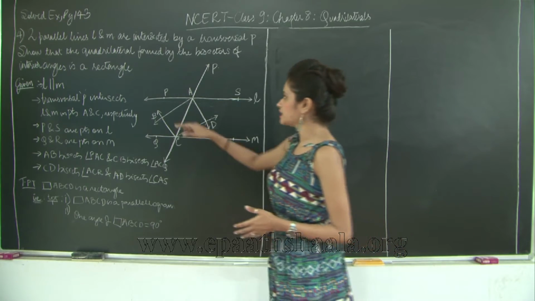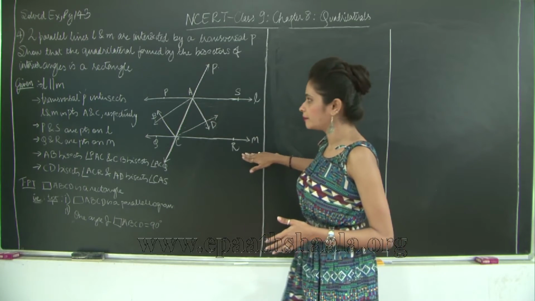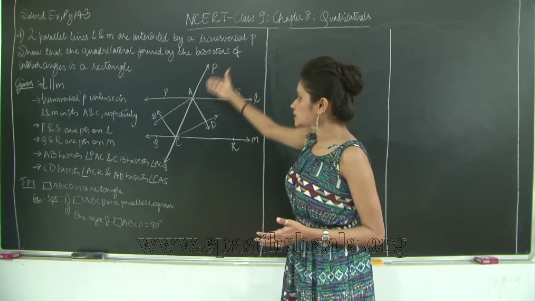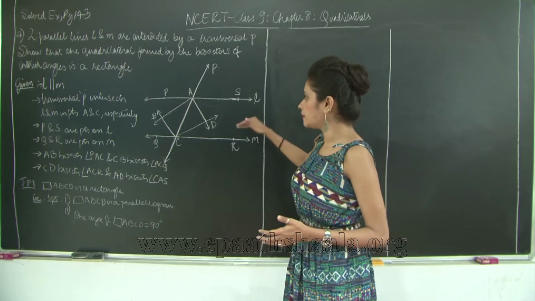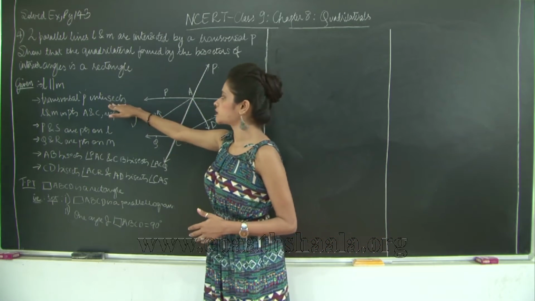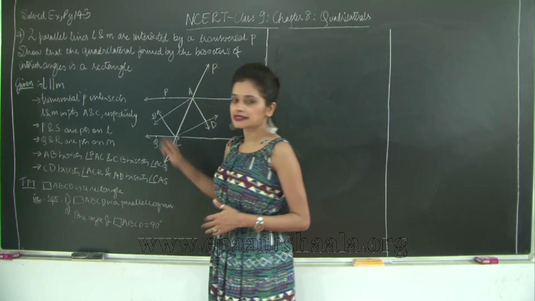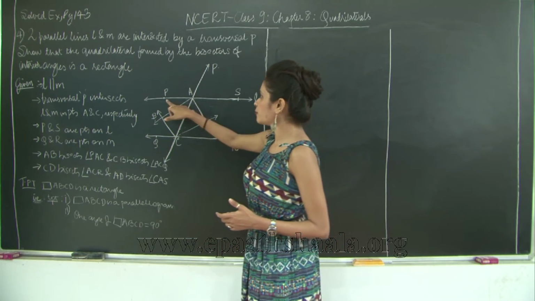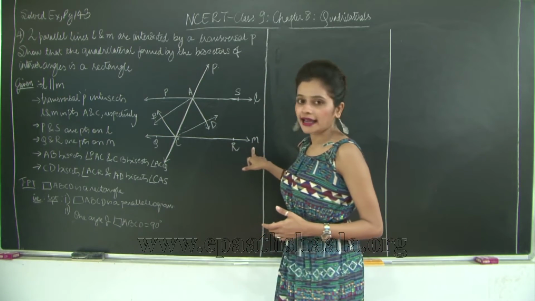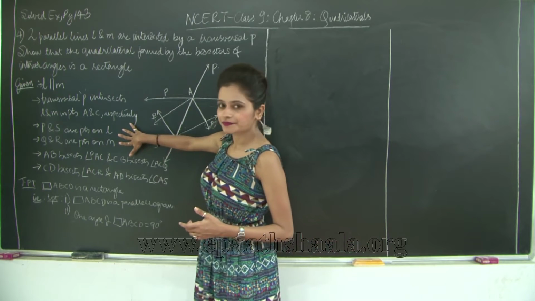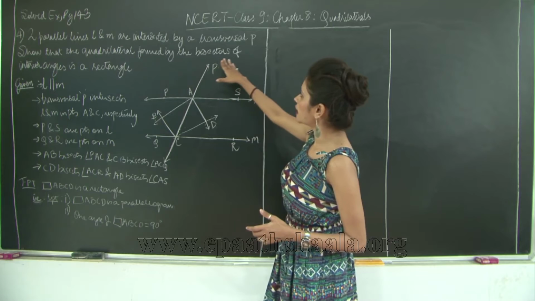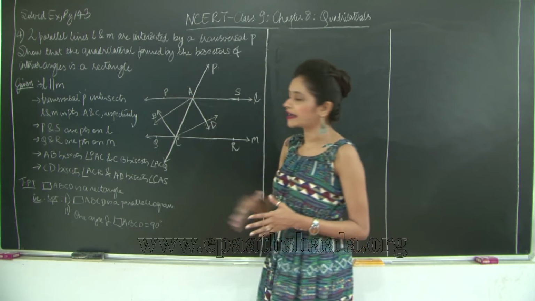So what we have done is we have drawn two parallel lines L and M. Given L is parallel to M. Also we have a transversal P intersecting L and M at points A and C respectively. Also we have points P and S on line L and points Q and R on line M, which is mentioned here. Now the other thing is show that the quadrilateral formed by the bisectors of interior angles is a rectangle.